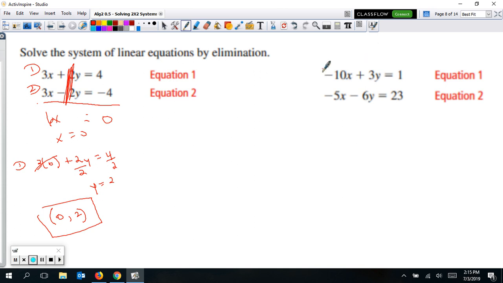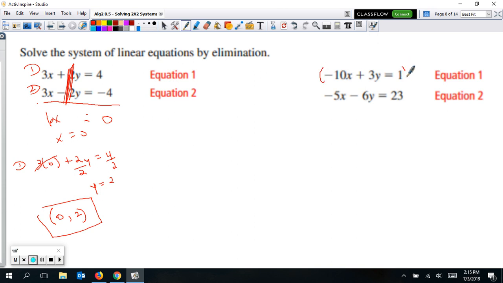Alright, we're going to pause the video on this one and go ahead and try this. I would start by getting these to be opposites. You might want to cancel the y's out here. You can multiply the top one by 2. That way you get this to be a -6, or you could multiply the bottom by a -2 to get this to become a +10.